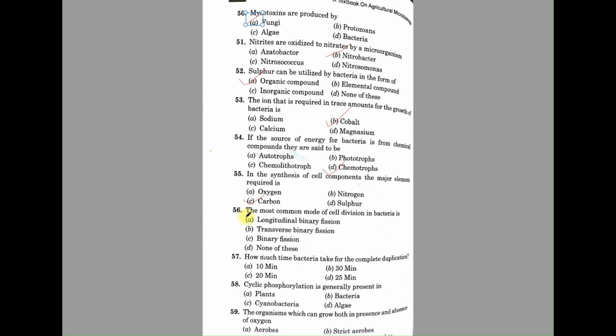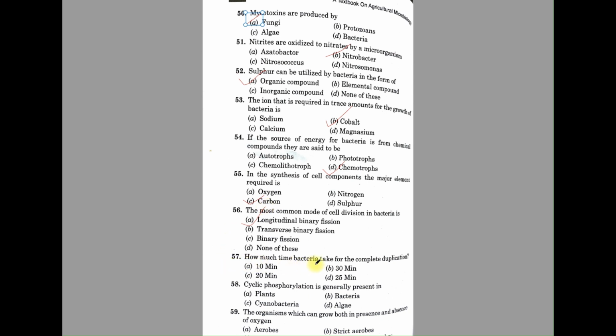Question number 56. The most common mode of cell division in bacteria is A. Longitudinal binary fission, B. Transverse binary fission, C. Binary fission, D. None of these. The correct one is A, longitudinal binary fission.